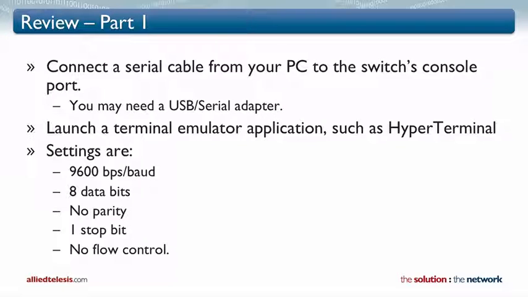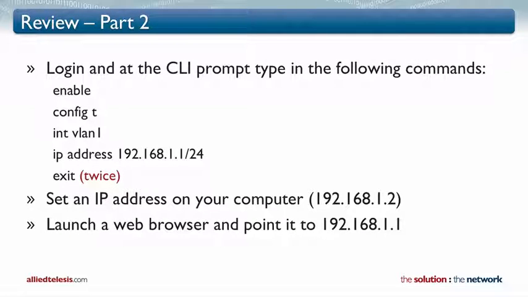Let's review how we got here. First, we connected a serial cable from the PC to the switch's console port. You may need to use a USB to serial adapter. Then, we launched a terminal emulator application, such as HyperTerminal. The settings we used were 9600 bits per second, or baud, 8 data bits, no parity, 1 stop bit, and no flow control. This prompted us for a login. We typed in manager and friend, the default username and password, and then the commands you see on the screen, which gave the switch an IP address of 192.168.1.1. Then we set a similar IP address up on the computer, 192.168.1.2, then launched a web browser and pointed it to the address of 192.168.1.1.